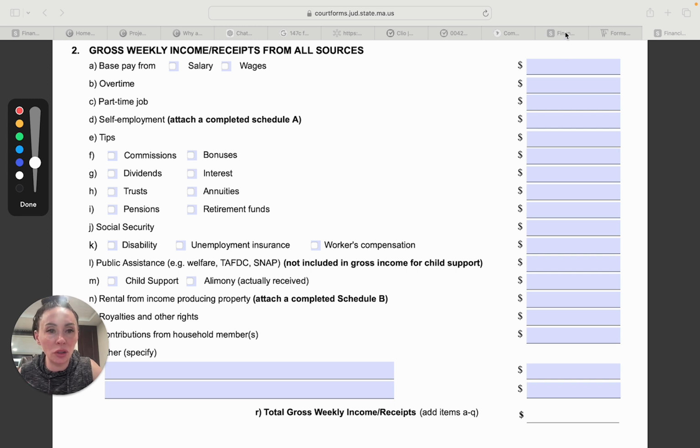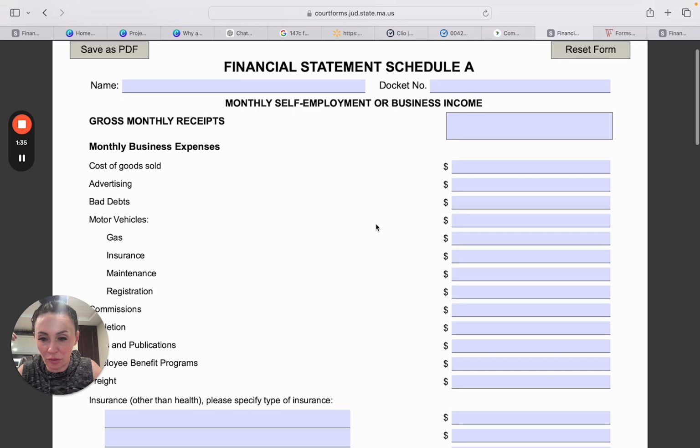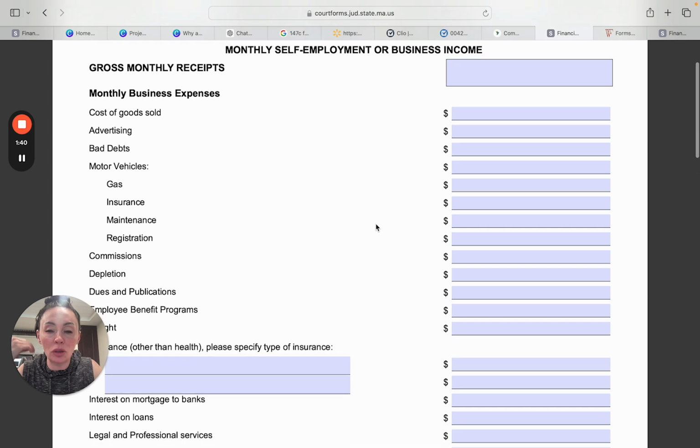Now, getting back to the Schedule A itself, it may look like it's asking for a lot of information, and it is. But don't get too overwhelmed by it. You just have to sort of pick away at it a bit at a time.